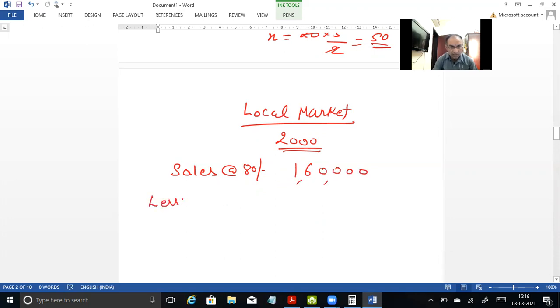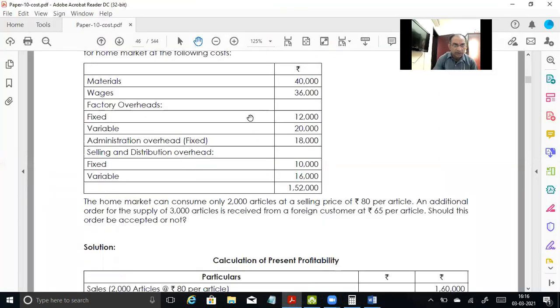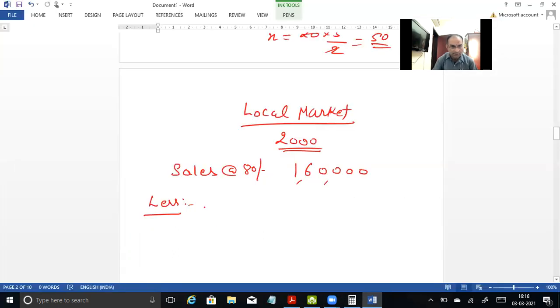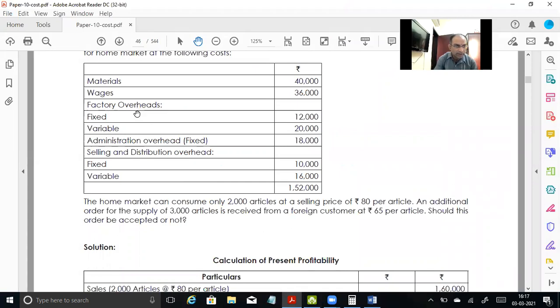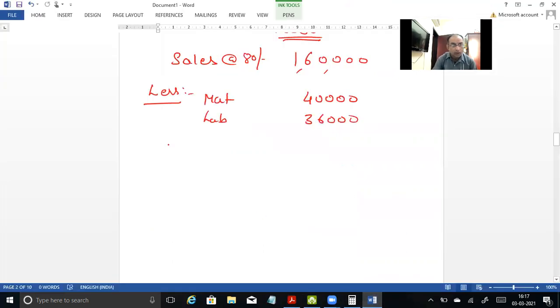From this, we will minus our variable cost. So let us check what variable costs are given to us in the question. Material 40,000, wages 36,000. Other variable overheads, let us check. Factory overheads are given: fixed 12,000, variable 20,000. So variable factory overhead is 20,000. Okay, moving on.